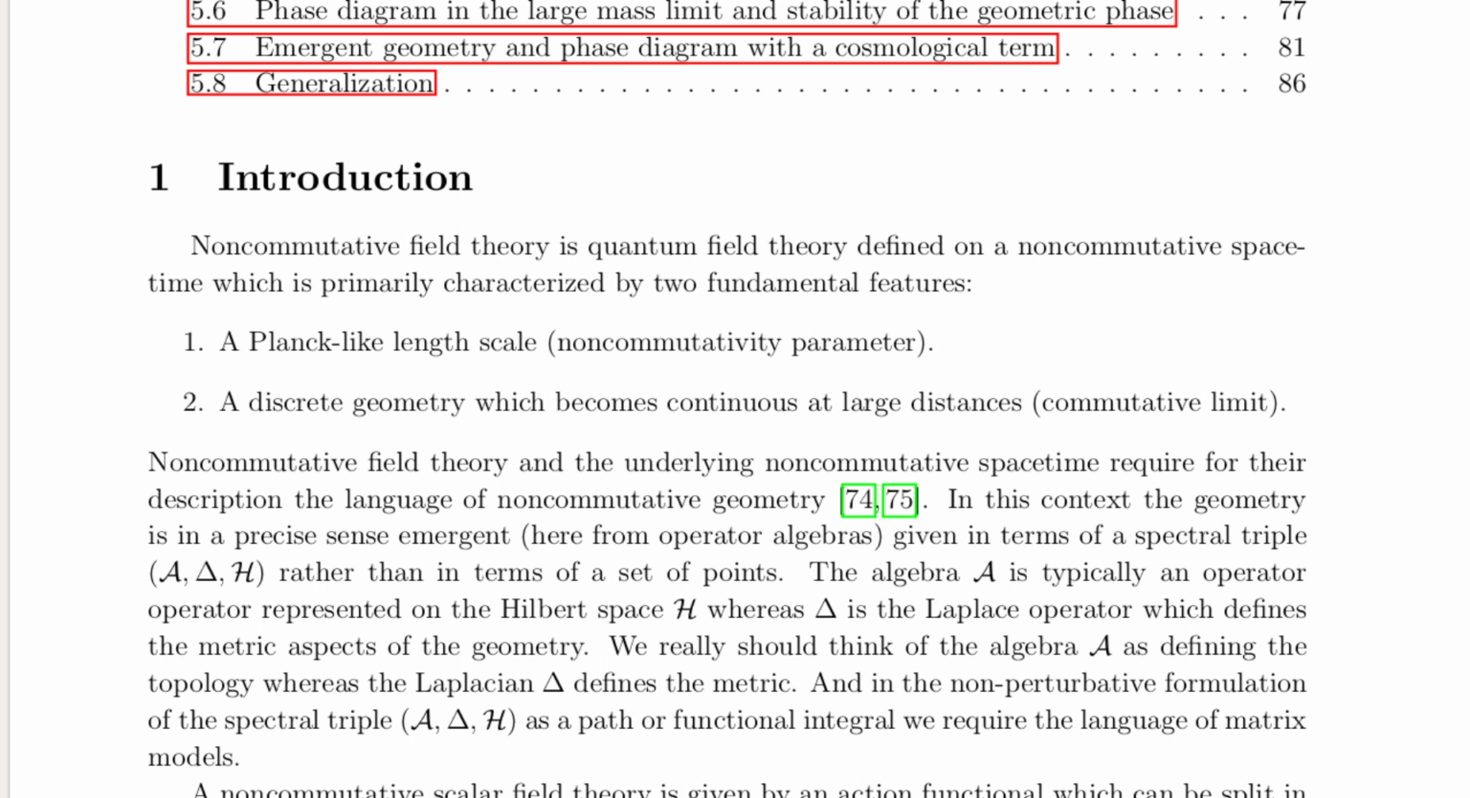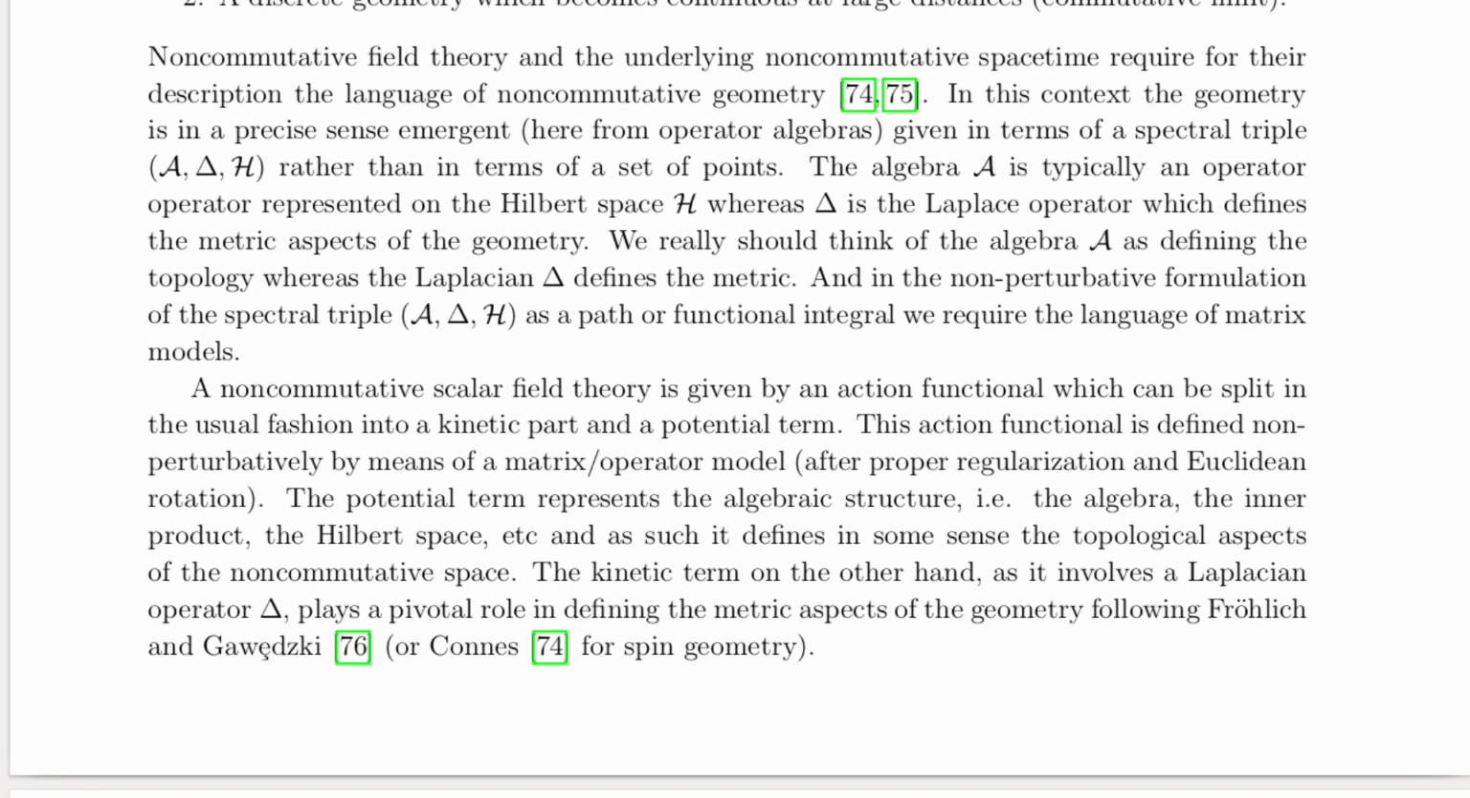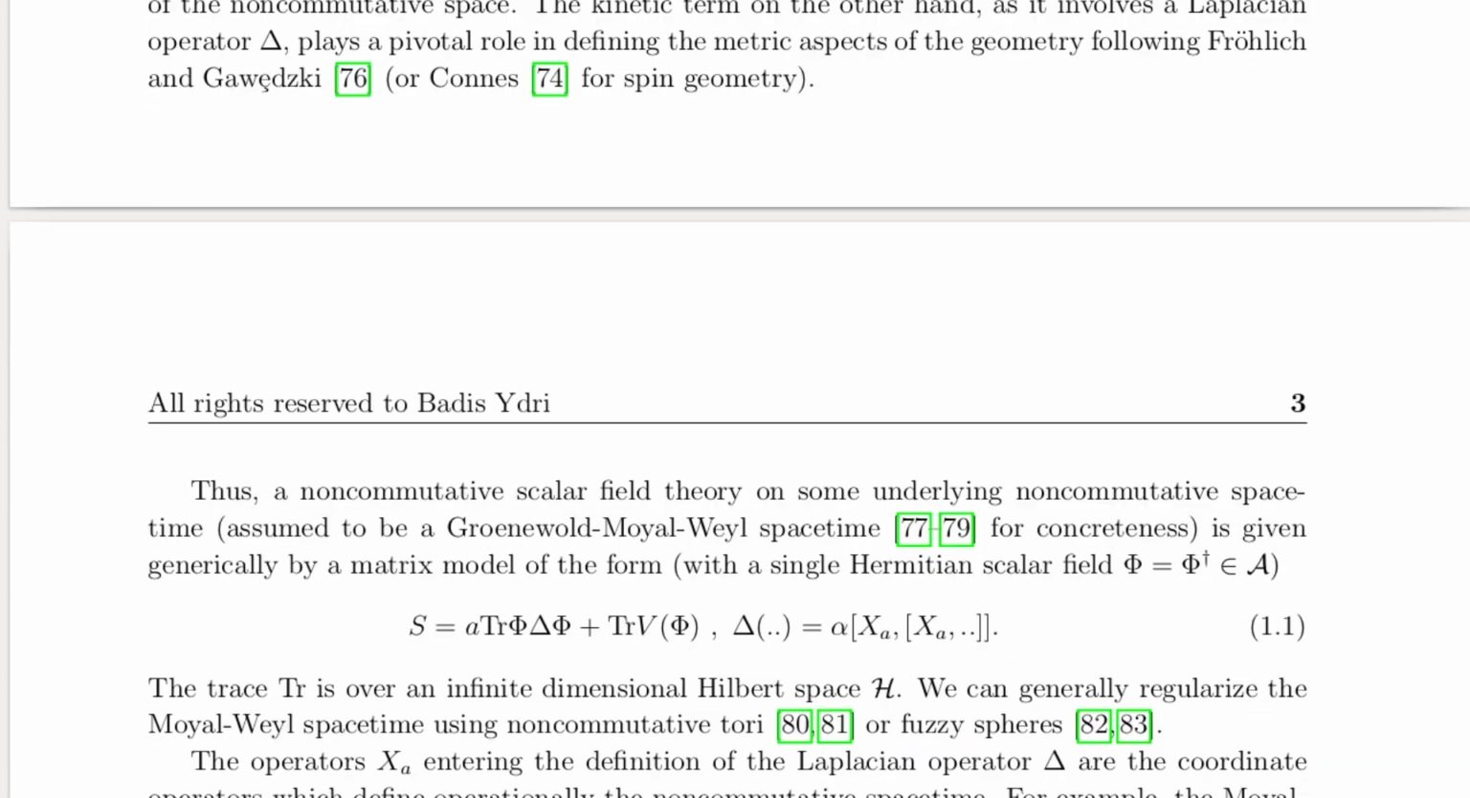An algebra A. Think of this as defining the topology, or the shape of the space. A Laplace operator delta. This gives the geometry of the space by defining distances. A Hilbert space H. This is the space on which the algebra acts, containing the quantum states of our system. Together, these components allow us to describe geometry as something that emerges from the algebraic relations between coordinates rather than from the continuous points of classical geometry.